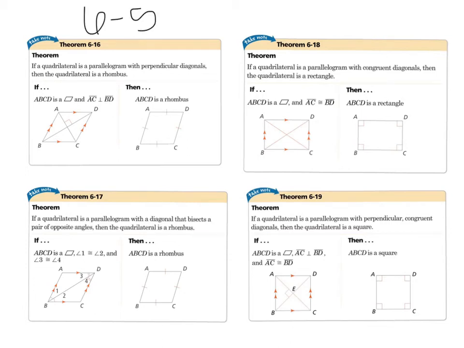Hello, this is 6-5, conditions of rhombuses, rectangles, and squares. There's 4 theorems in here that you need to make sure you're familiar with.